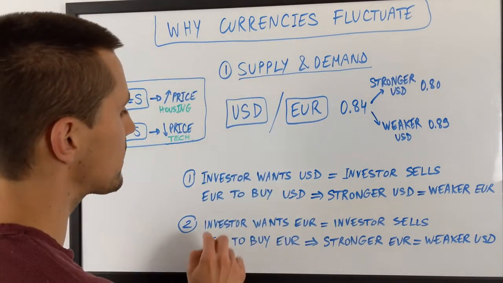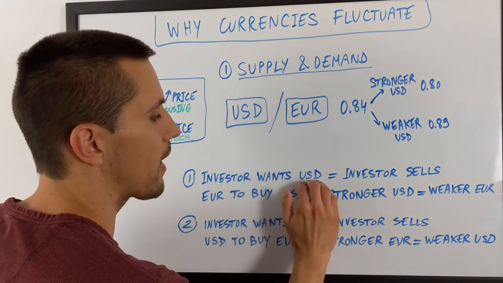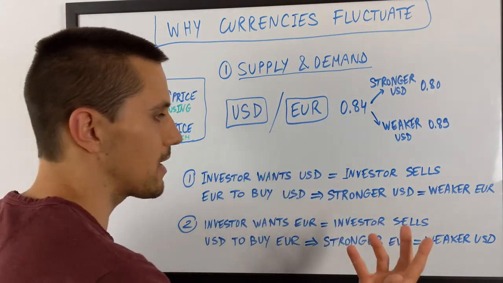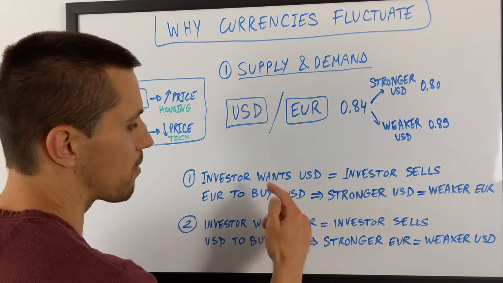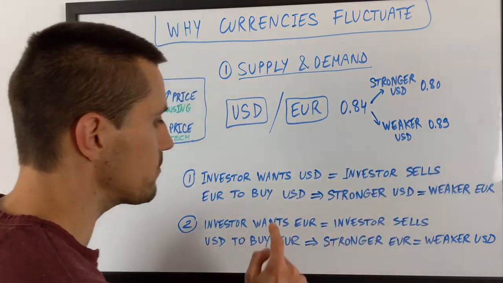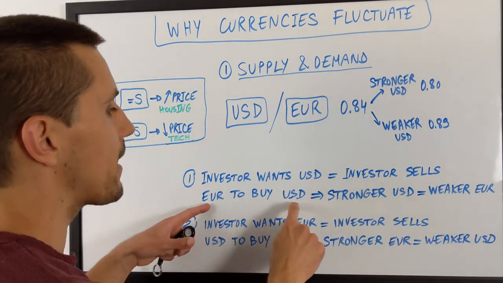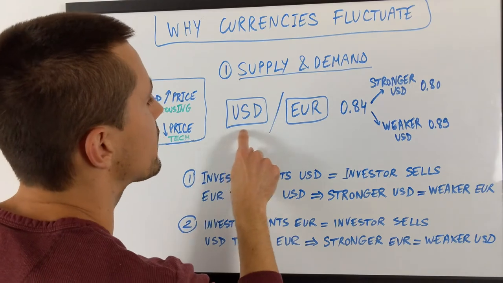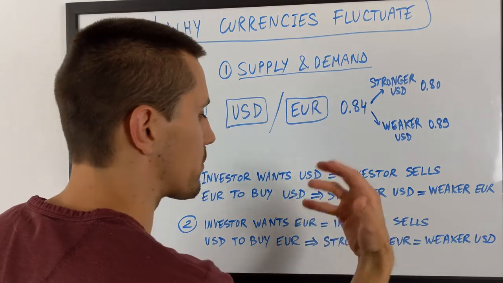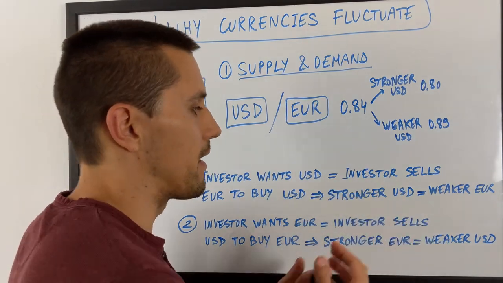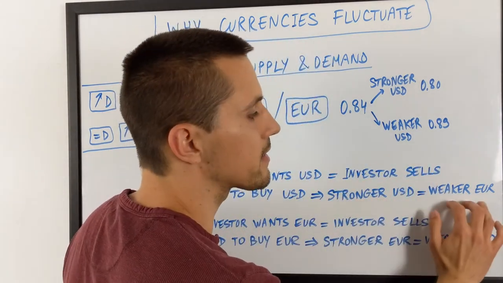So imagine in my first case, I'm an investor and I want to buy US dollars. In this case, as I just said, if I want to buy US dollars, I have to sell euros to buy US dollars, right? It's a trade. What does it mean? It means that if I'm buying US dollars, the US dollar demand is going up, which means that we will call it a stronger US dollar. And on the other side, if you have a stronger US dollar, it's always the counterbalance: it weakens the euro.